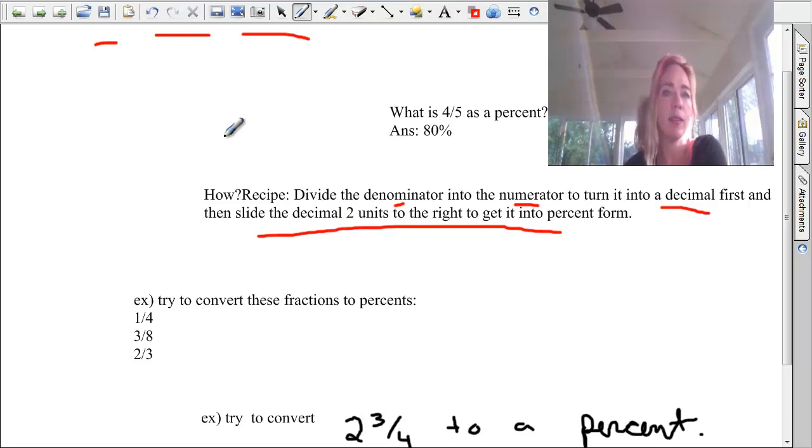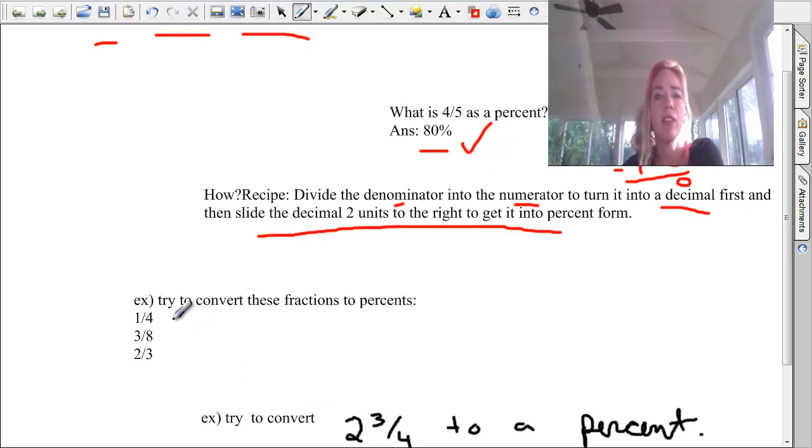So, all right, let me just think about this one here. If we divide the bottom into the top, 5 into 40 goes about 8. And then there we're looking at 0.80, which is slide the decimal 2 to the right, so you have 80%. So we see how that came about, but let's see if we can follow that strategy for all of these.